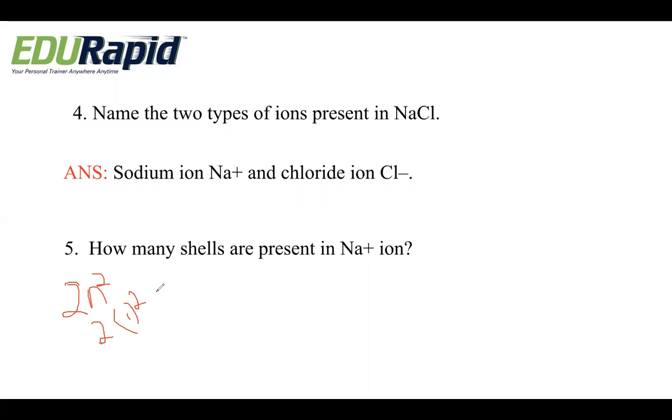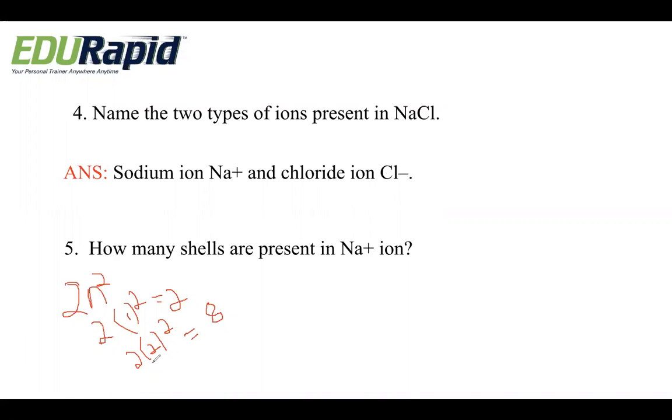So first shell, how many electrons will be there? 1 square is 1, so 2 ones are 2. How many electrons will be there in the first shell? 2. When we take the second shell, take n as 2. Very good. So 2 square. What is 2 square? 2 twos are 4, 4 twos are 8. So the second shell will have 8.